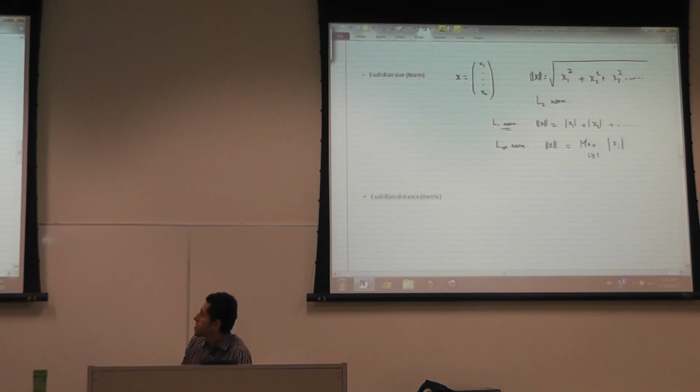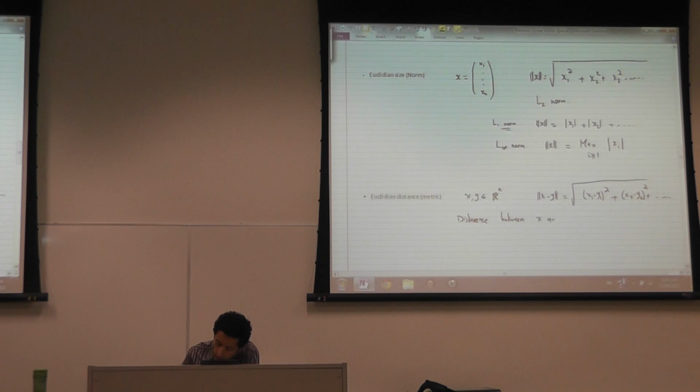We measure the distance between vectors simply by subtracting the vectors and taking the norm. So this is the distance between vectors, the Euclidean norm of the difference. So the distance between x and y is the Euclidean norm of the difference.